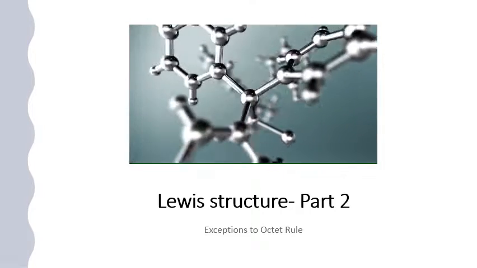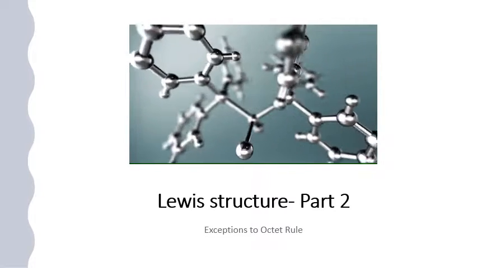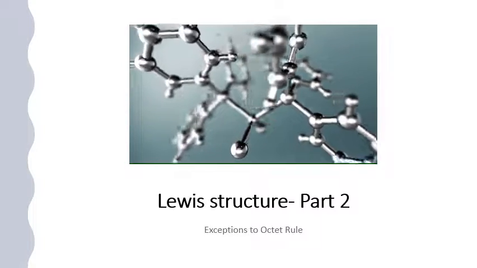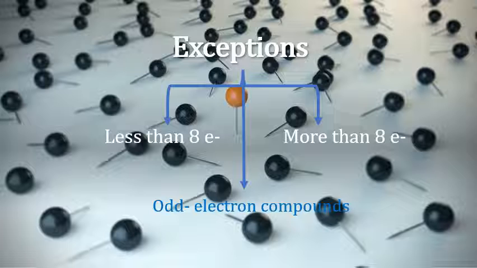Let us continue the discussion on Lewis structure. In this video, we will explore more into exceptions to the octet rule. We can classify the exception compounds into three. First one is less than 8 electrons, the second one is more than 8 electrons, and the third one is odd electron compounds. We are going to concentrate in this video on the less than 8 and more than 8. Odd electron compounds we will discuss in another video.